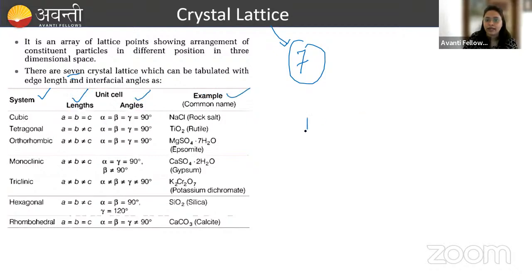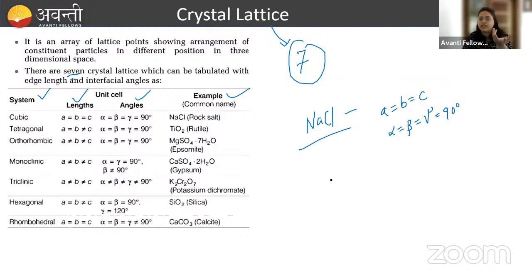Sometimes the question is what type of crystal NaCl is. It is a cubic crystal. NaCl is a crystal which has lengths a equal to b equal to c, and angles alpha equal to beta equal to gamma equal to 90 degrees. Sometimes the example is also given, along with the lengths and angles, and we need to find which system it is. This was very simple. This is a cubic system.